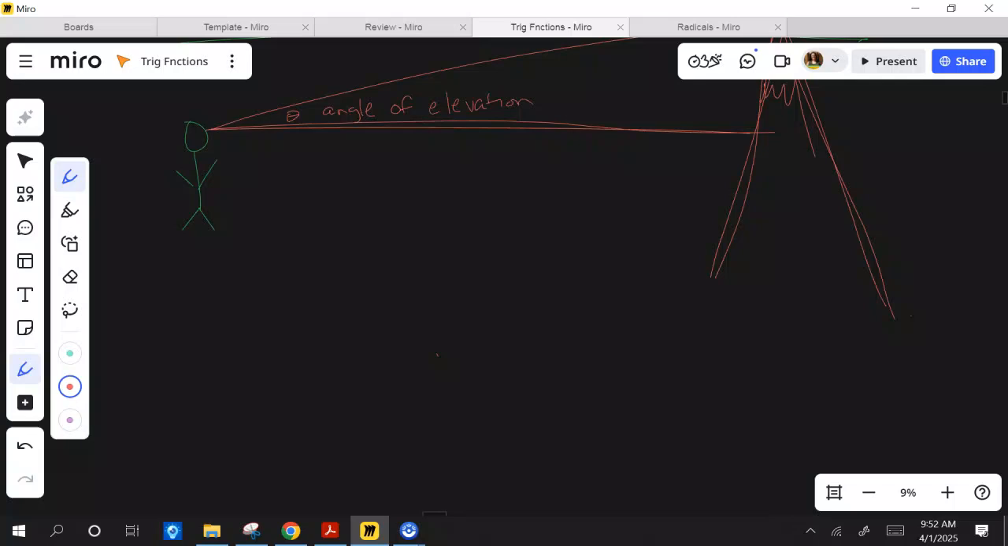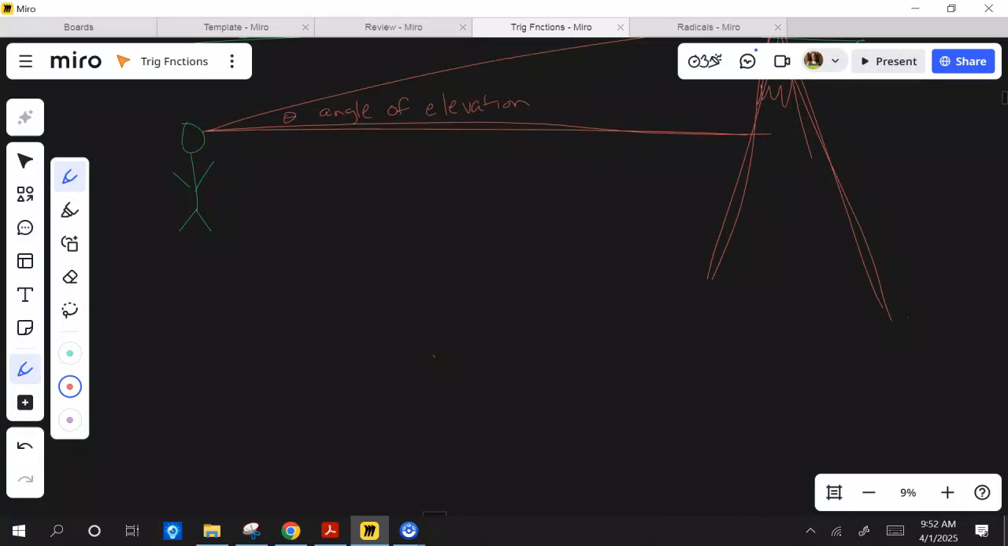Tyler, you're right. Sometimes you're looking down at something, right? So if you look down, like maybe I'm looking down at the base, or maybe there's, I don't know, maybe there's a Grand Canyon down here, and you look down at the base of the Grand Canyon from where you're standing. I'm still shooting straight across. This is my theta, and it's my angle of depression.